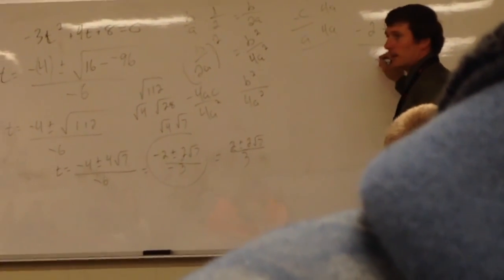Why did they put plus or minus? Because there is a positive one and a negative one. What are the two answers? We'll use this one because that's what we got: negative 2 plus 2 square root of 7 all over negative 3. That's one answer. They have both of them.